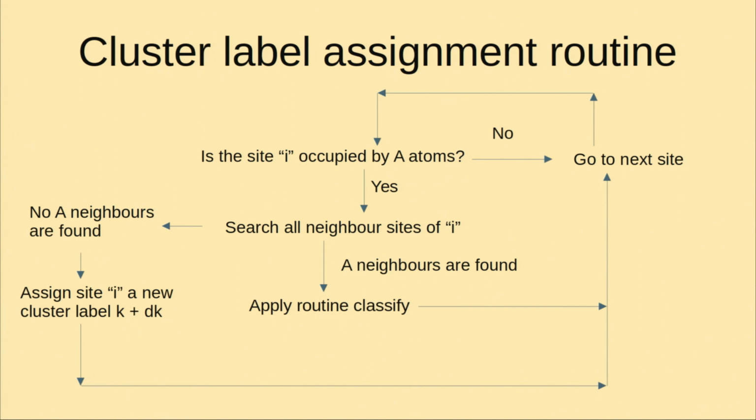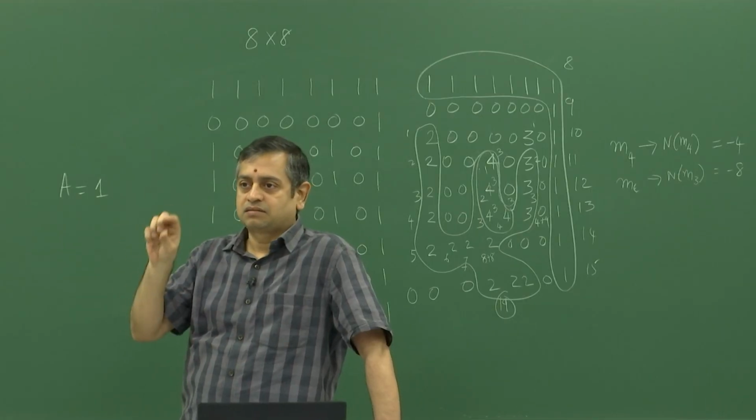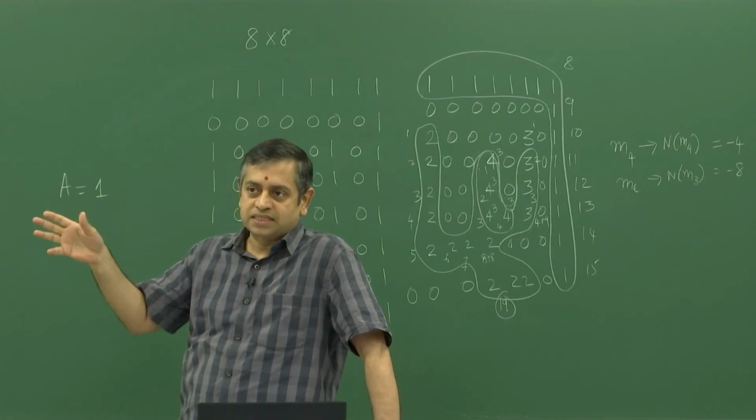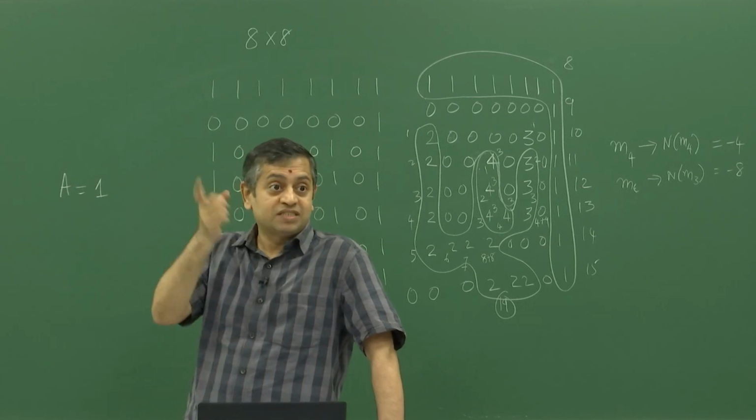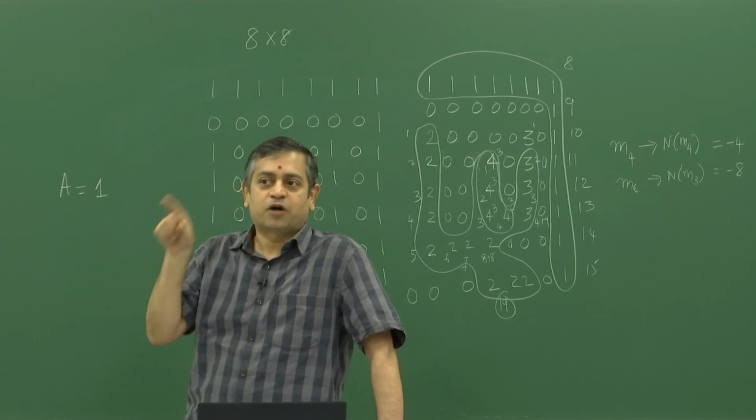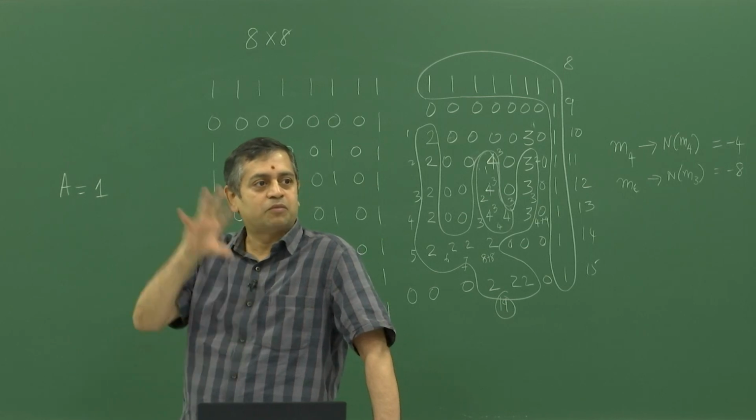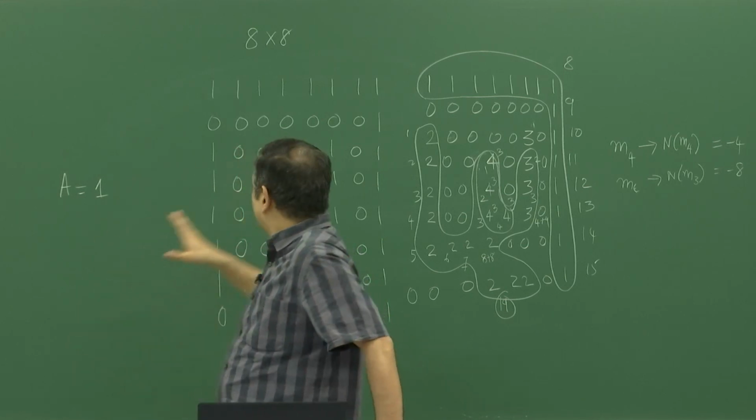So you search all neighbors I, if A neighbors are found, you have to classify. If there are no A neighbors found, then that will get its own index. It is an A atom, but you do not have any A neighbors for that. So it will get its own index. And while indexing it as cluster 1, 2, 3, etc., you will also start a counter which says how many lattice points have this, so that you have an idea about the size of the cluster. That is all we did.